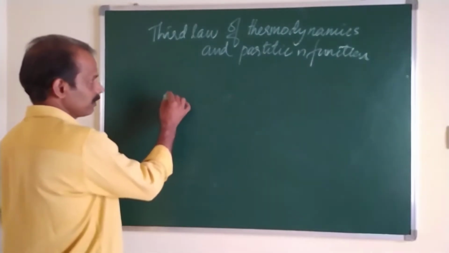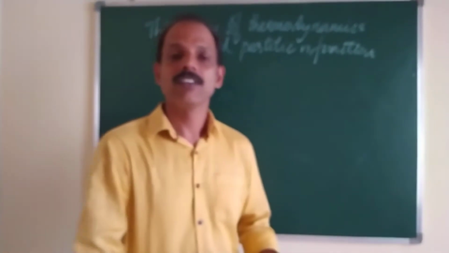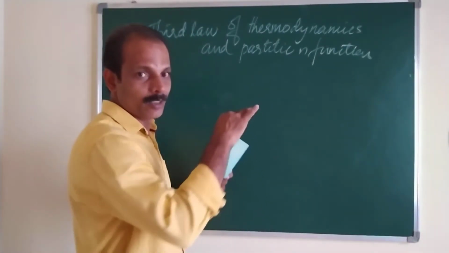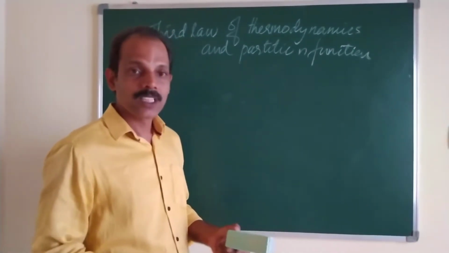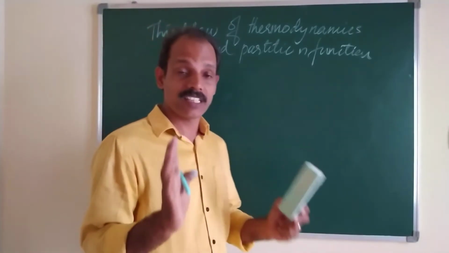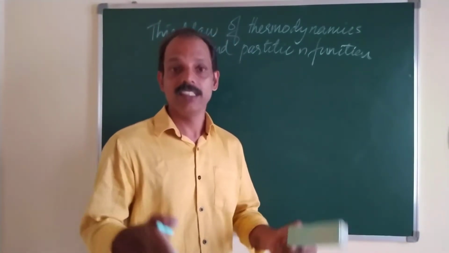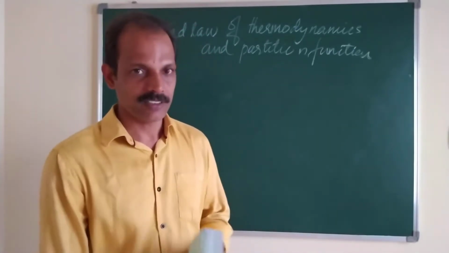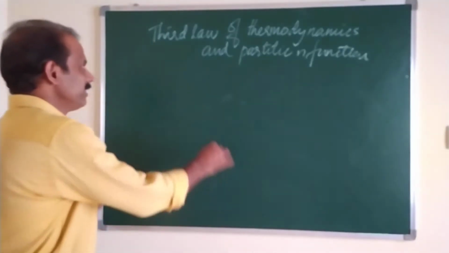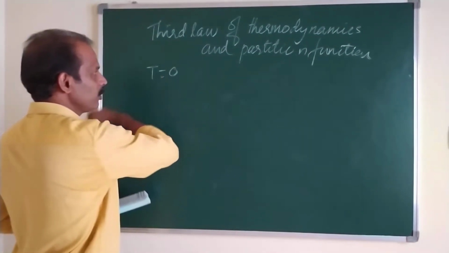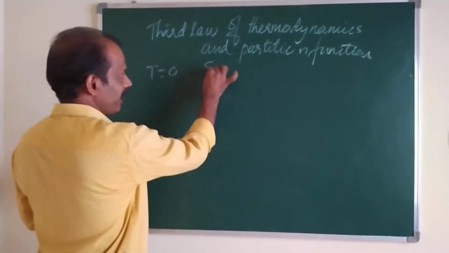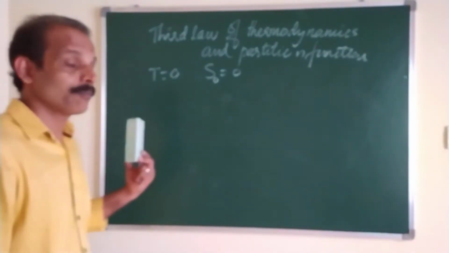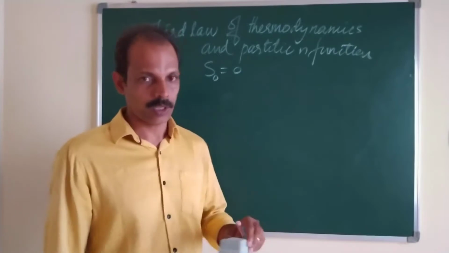First we know what the third law of thermodynamics is. According to the third law of thermodynamics, the entropy of a perfectly crystalline solid is zero at absolute zero of temperature. That is, at absolute zero, entropy is zero. S0 is zero for a perfectly crystalline solid.